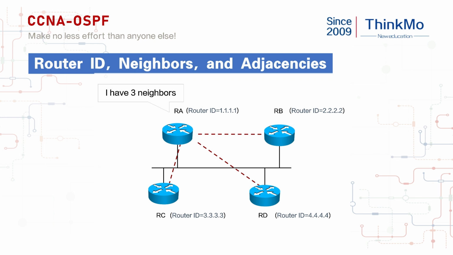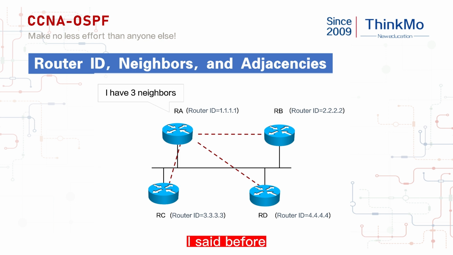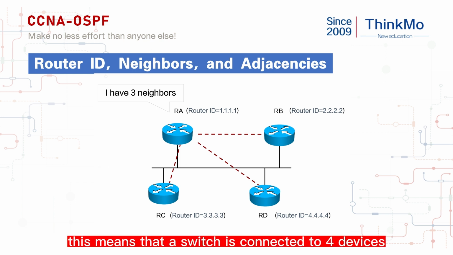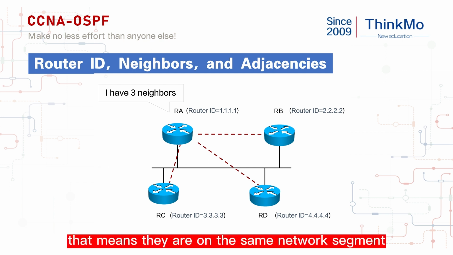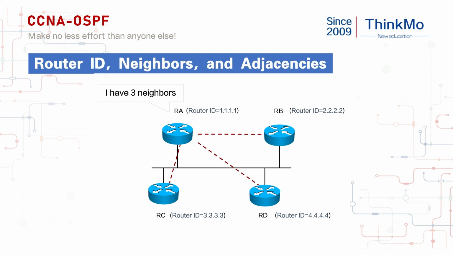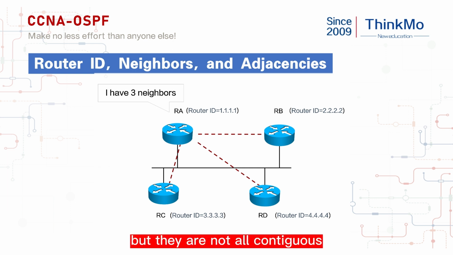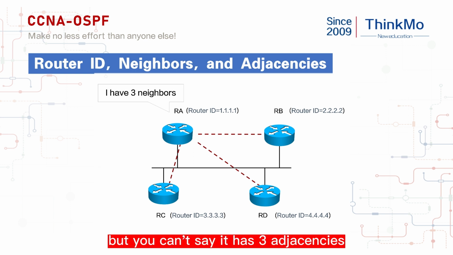Remember, what does it mean to connect 4 devices with one line? I said before that this means a switch is connected to 4 devices, but we usually don't draw this switch. That means they are on the same network segment. If on the same network segment, they are neighbors, but they are not all adjacent. It depends on the network type. Our network type is Ethernet. There are 3 neighbors here, but you can't say it has 3 adjacencies.